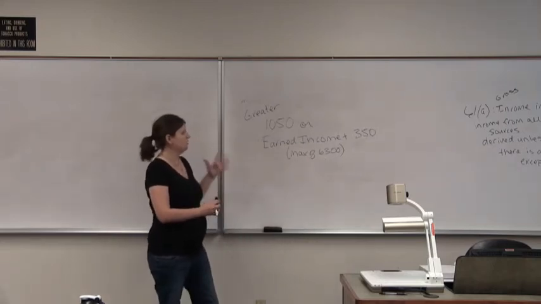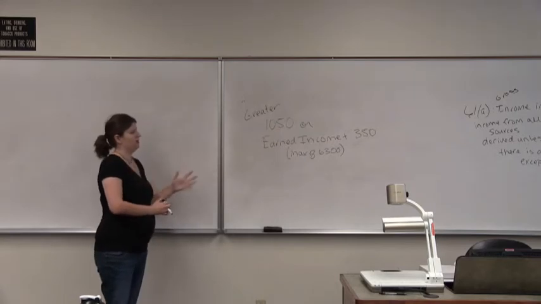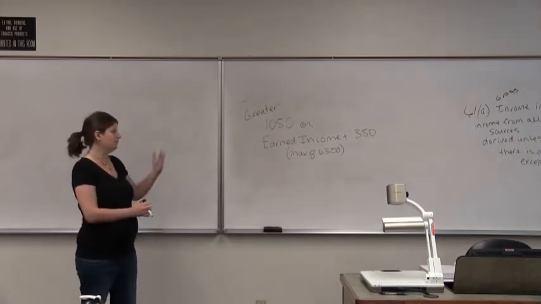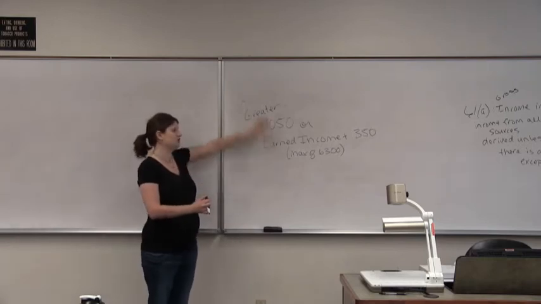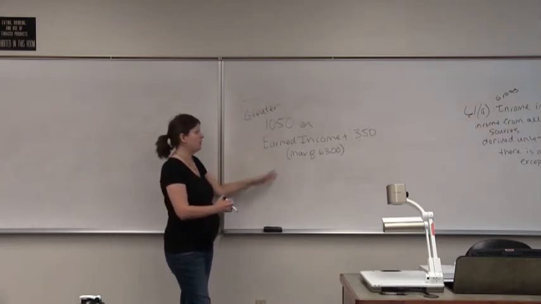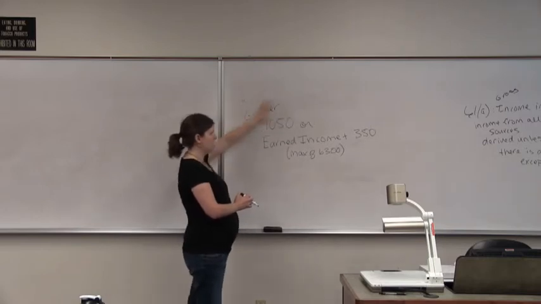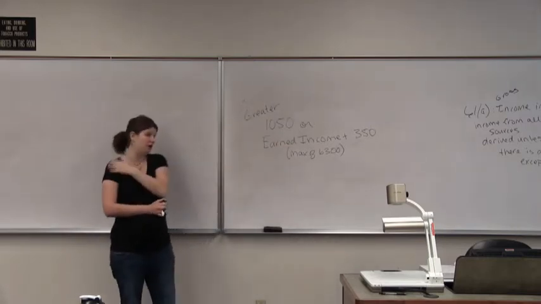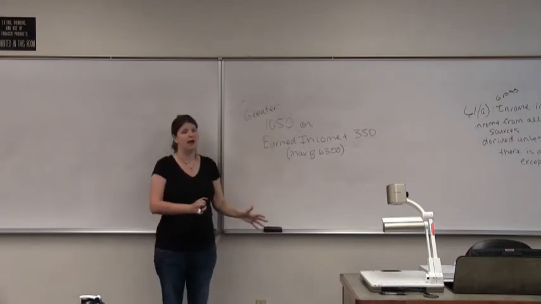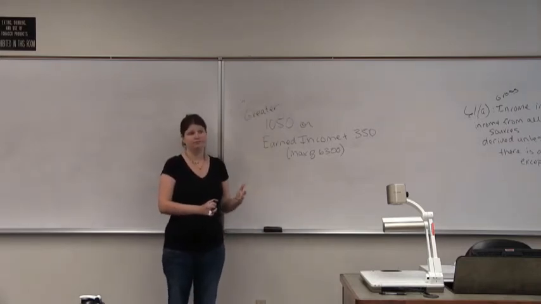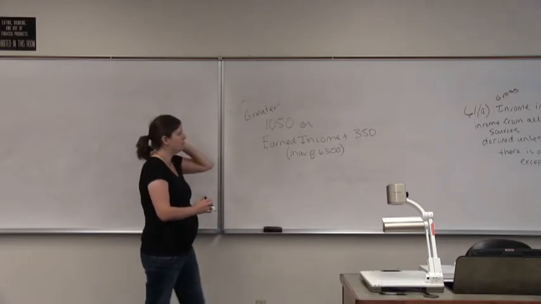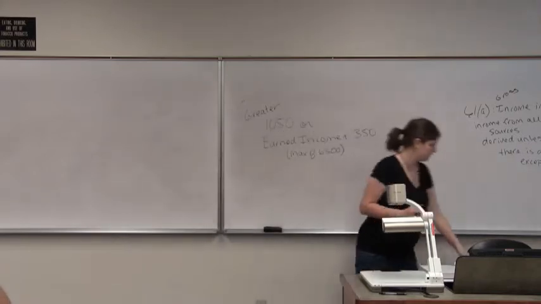Now, note that the parent who is claiming a dependency exemption on them is not going to get an additional standard deduction because of this child. Okay, we are talking about the return that this child, maybe a college student, I don't know, but this dependent is filing on their own behalf for their own income. So, there are some examples in the slides.